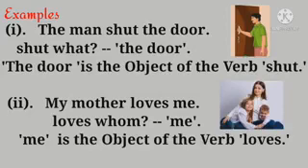The man shut the door. What did the man shut? The door. The door is the object of the verb shut. Example number 2. My mother loves me. Whom does my mother love? Me. Me is the object of the verb loves.